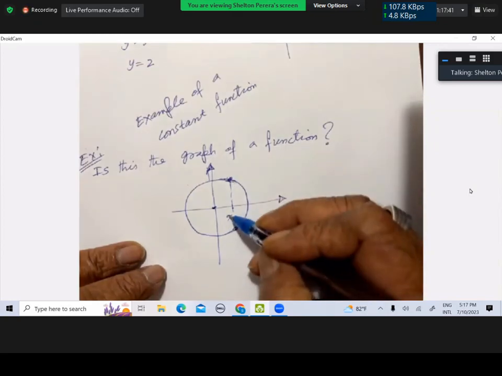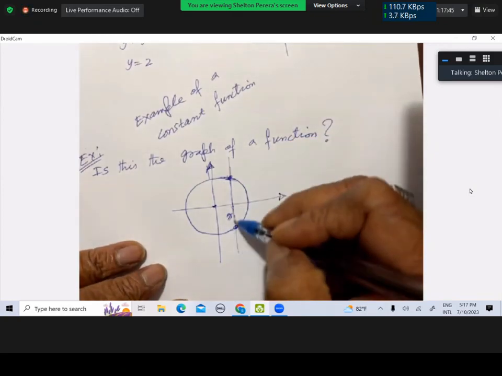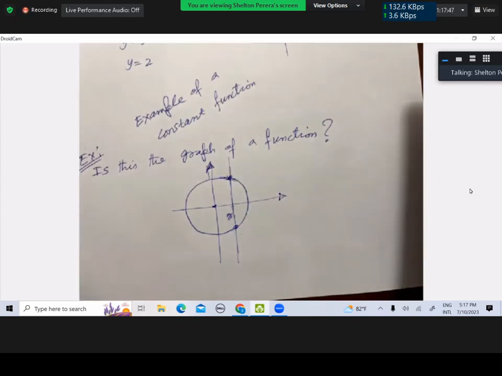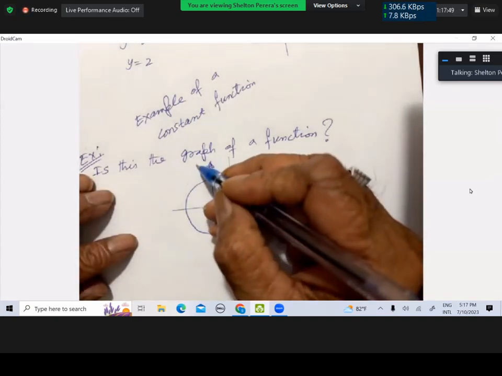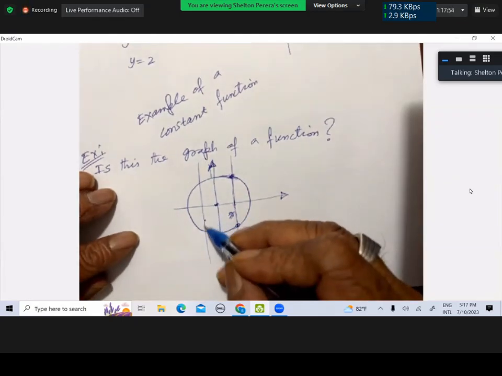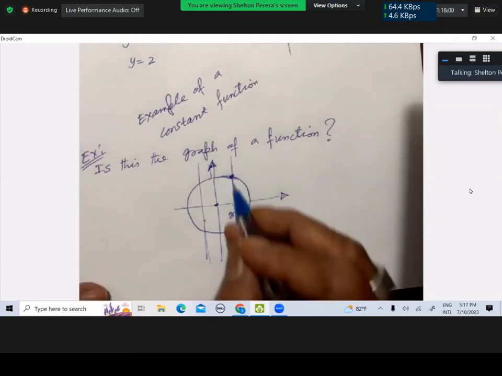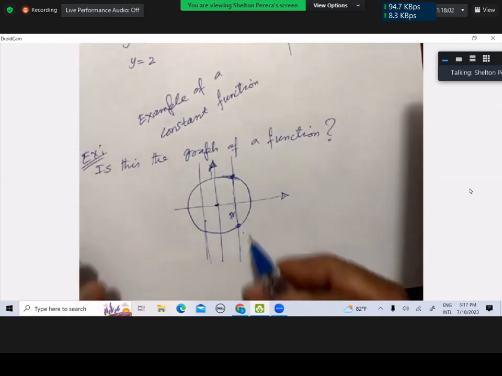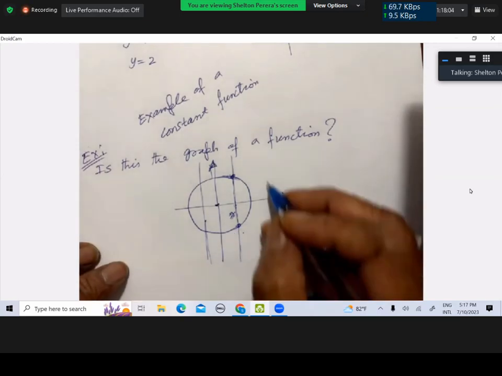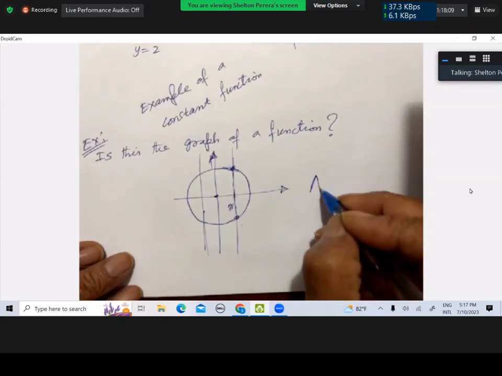How do you understand it geometrically? Draw a vertical line. This is known as the vertical line test. There are vertical lines that cut the graph in more than one place. Therefore, it is not a function. Is this the graph of a function? No.